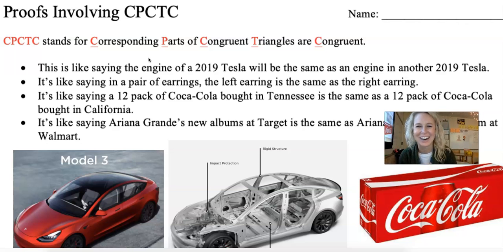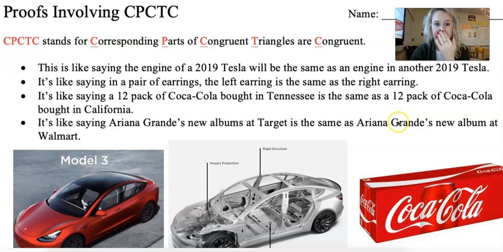I apologize. So yes, last time we talked about two-column proofs where we proved two triangles are congruent, and now we're going to talk about proving that their corresponding parts are also congruent. So CPCTC stands for corresponding parts of congruent triangles are congruent. And that's a lot, so let me put that into some terms that we can visualize.